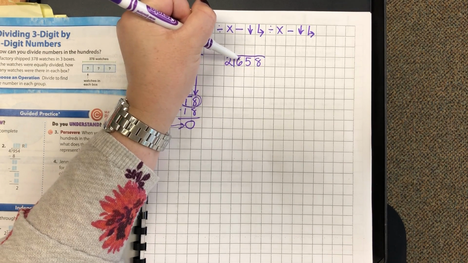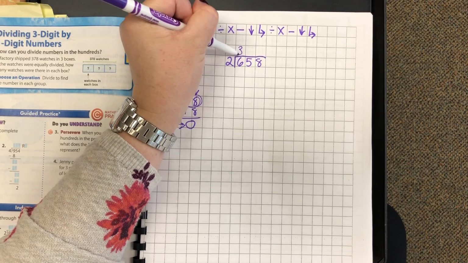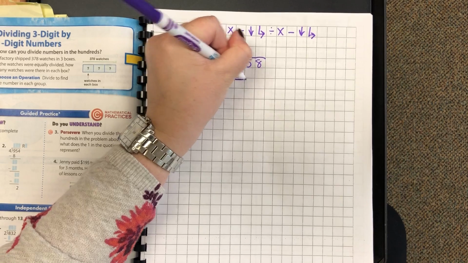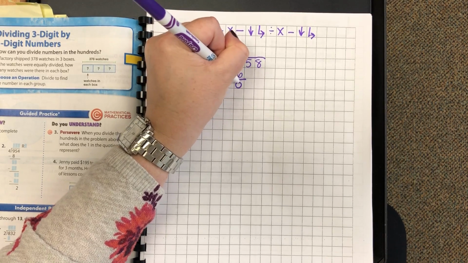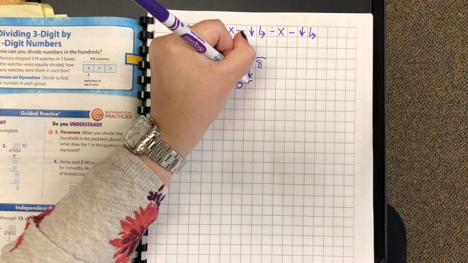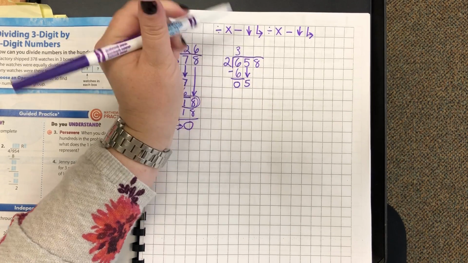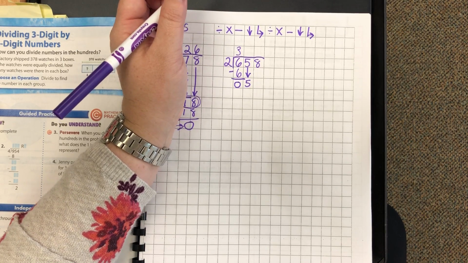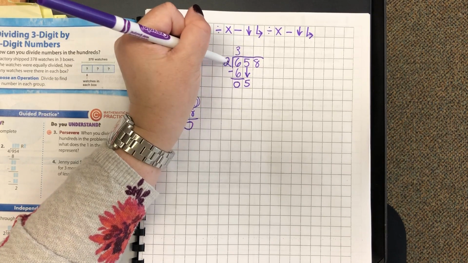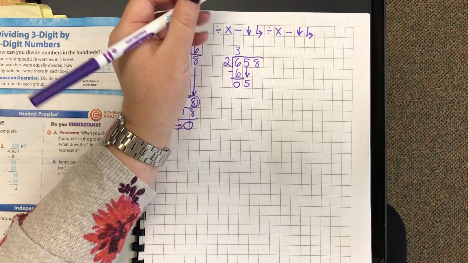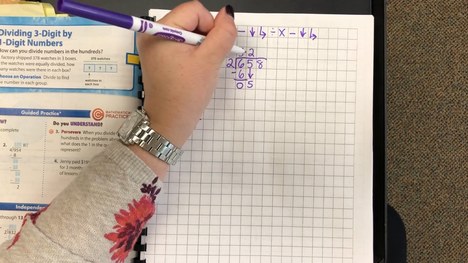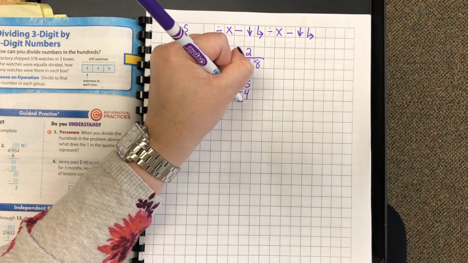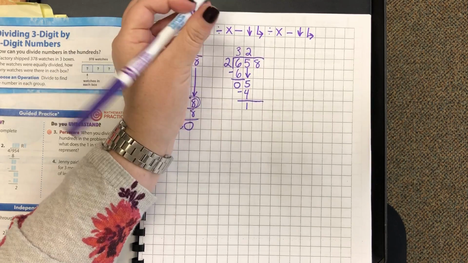First, 2 can go into 6 3 times because 3 times 2 is 6, and 6 minus 6 is 0. Bring down my 5. Do not bring down that 8. You are only bringing down one number at a time. Every number has to take their turn. Okay? So can 2 go into 5? Yes, 2 times because 2 times 2 is 4, and 5 minus 4 is 1.